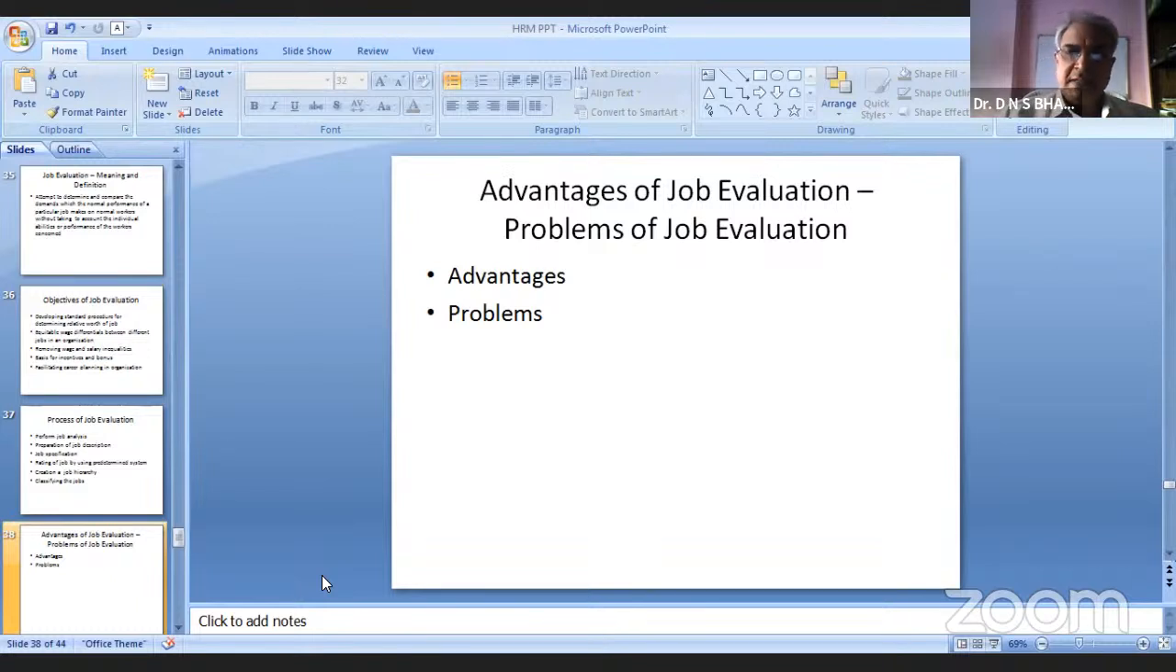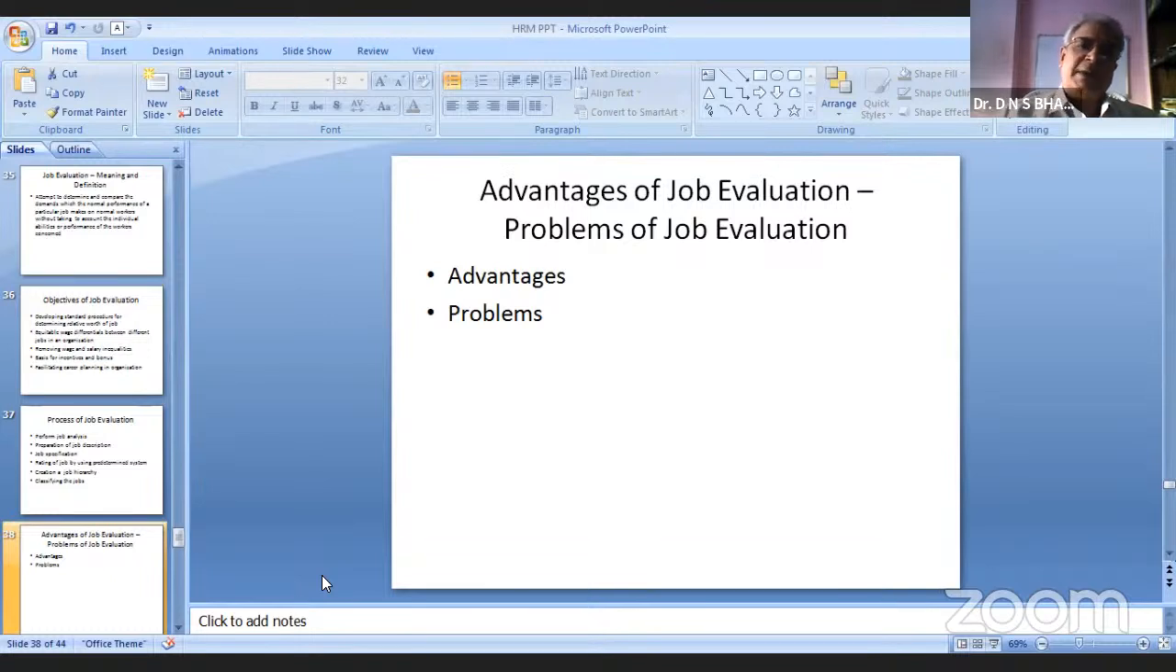But at the same time, when the job involves a human character, then it is very easy to evaluate that particular job, and we can pay compensation in a most rational way by carrying out the job evaluation process. These are the various aspects in it. Then, lastly, what are the problems in that? When we are talking about the problems of job evaluation, it is very, very difficult to rank the jobs.